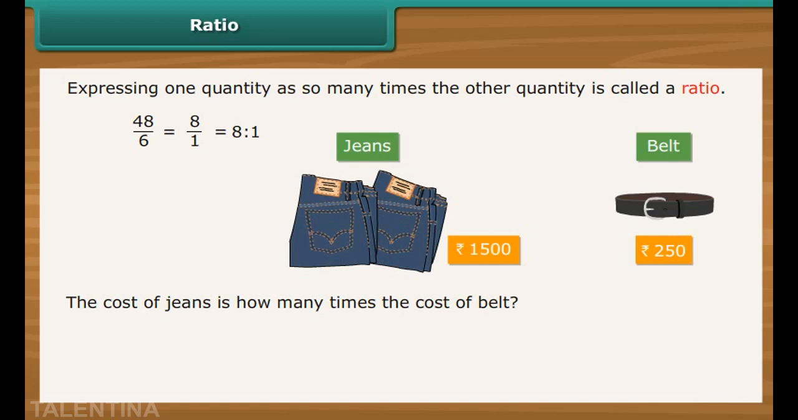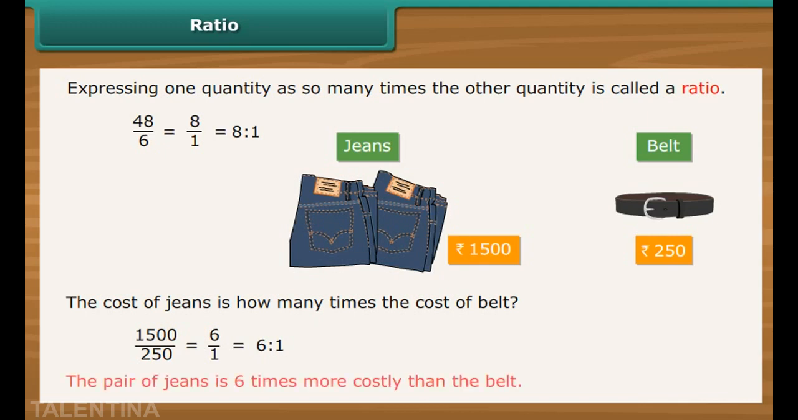To calculate the ratio, first divide 1500 by 250. It is the same as 6 divided by 1. Express it as a ratio, that is 6:1. Therefore, we can say that the pair of jeans is 6 times more costly than the belt.